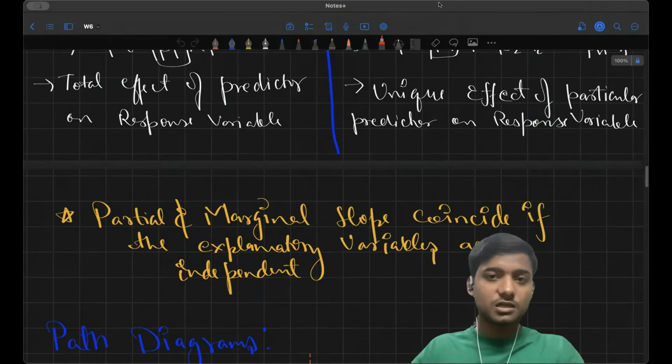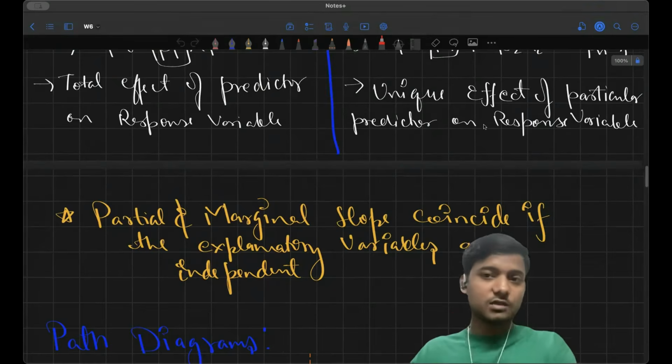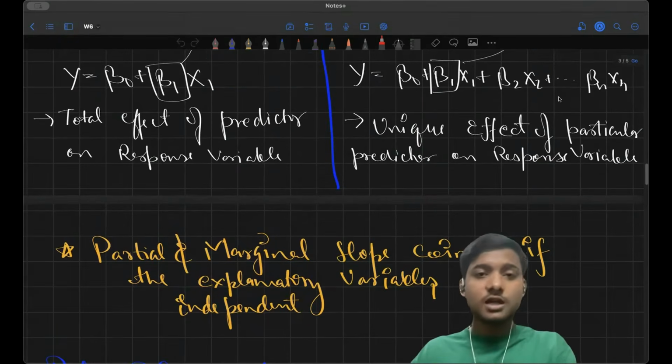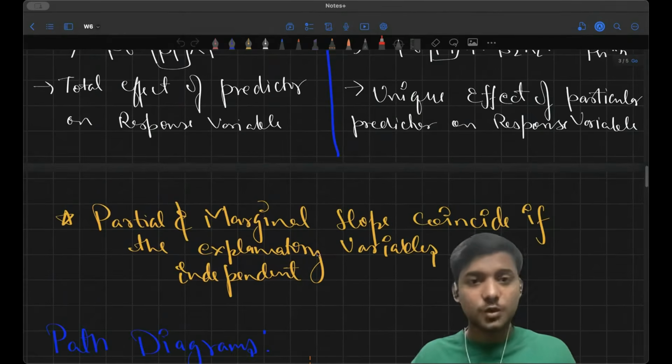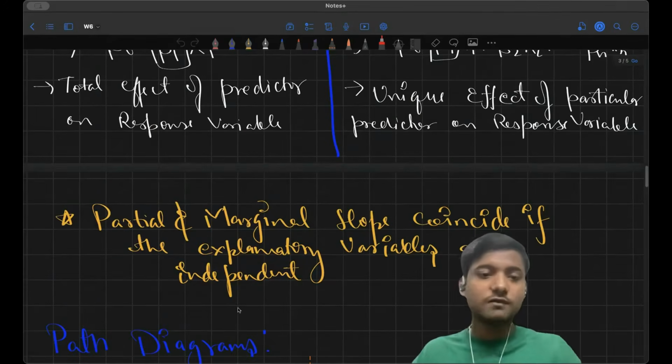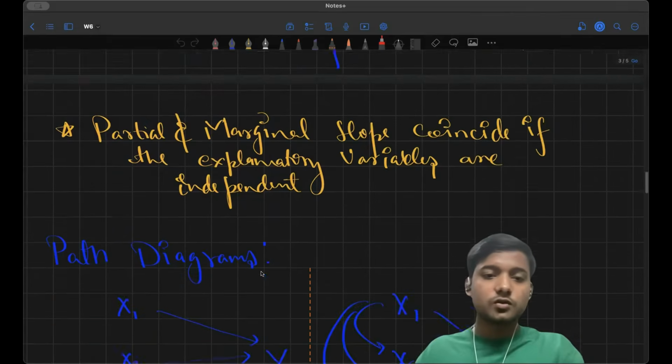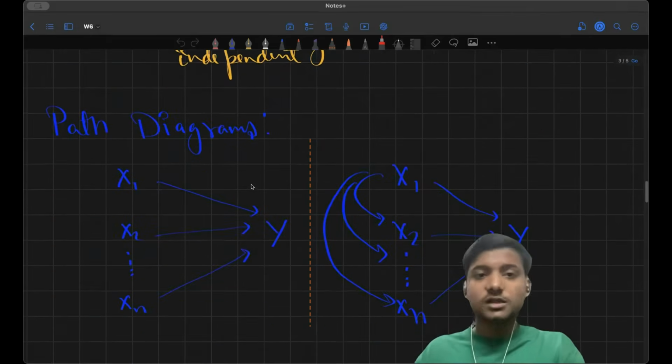And this is what we are comparing. We want to see if the input variables x1, x2, x3 are independent. If these are independent, then partial and marginal slopes will coincide. Maybe this will be much more clear when we visit the path diagram. So this is a path diagram.